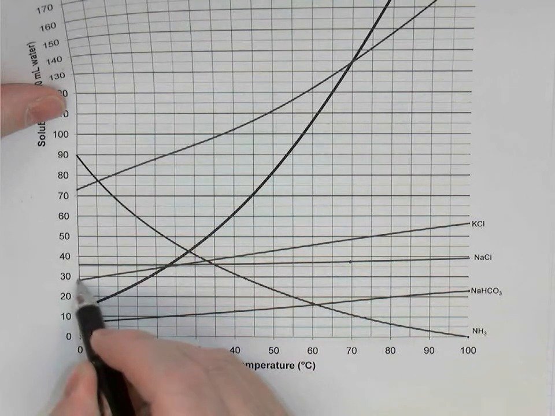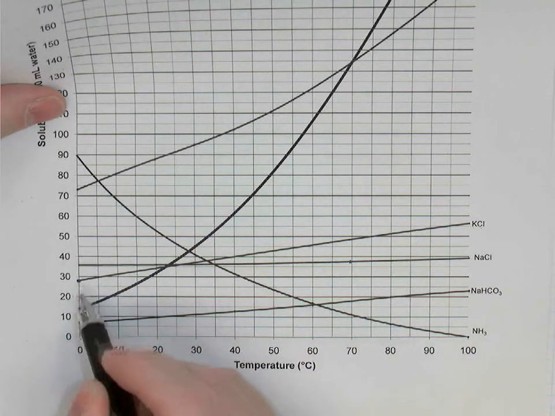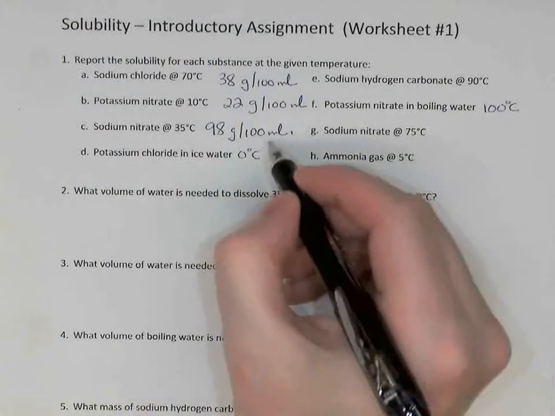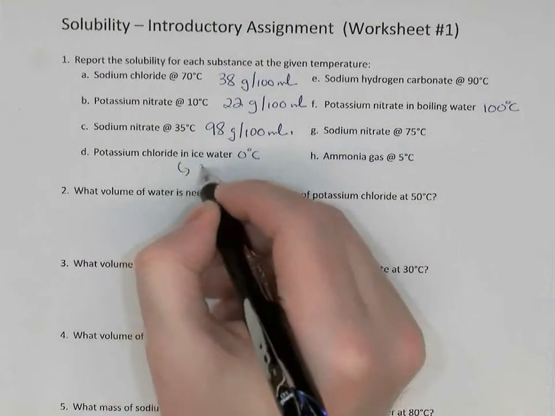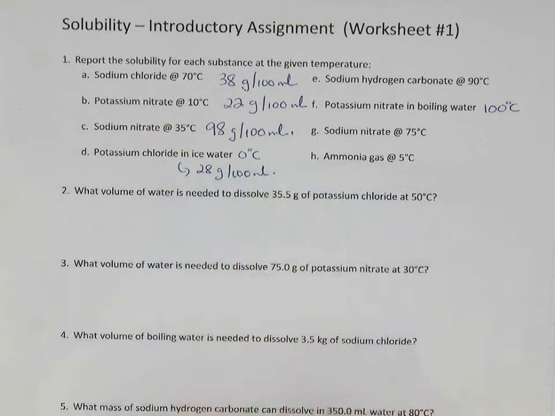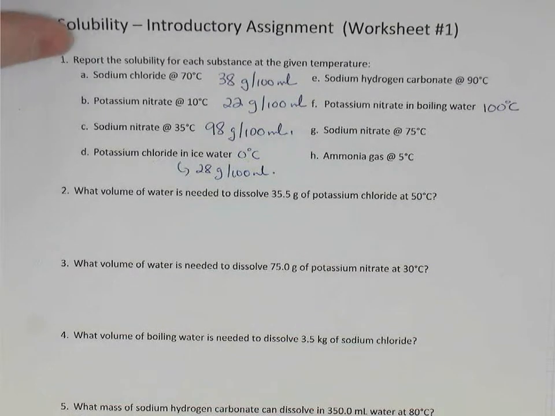I'm going to say it's over here, right on the y-axis, between 25 and 30, slightly closer to 30, I think. So I guess 28 grams per 100 milliliters of water. So those are a few of the questions, just reading the solubility chart.